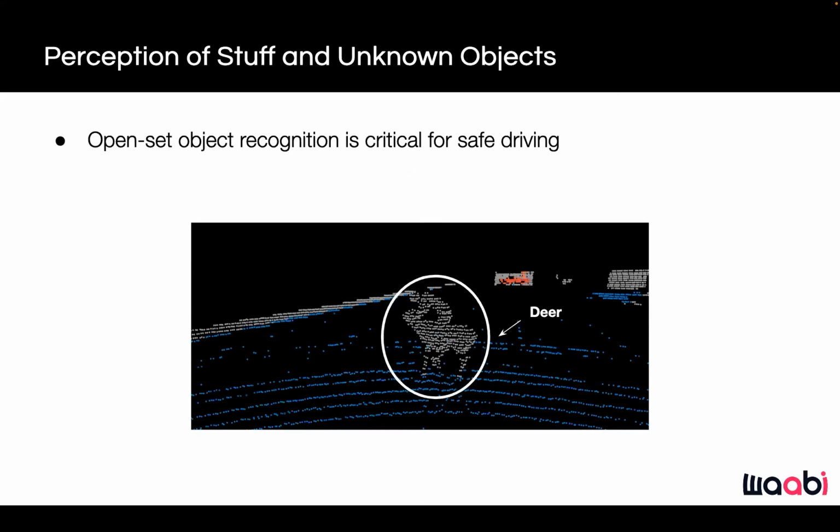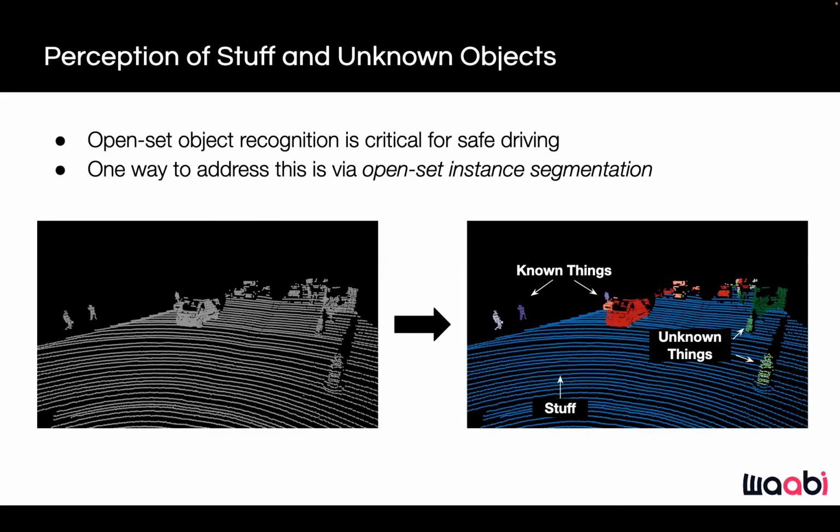We have seen algorithms that focus on a few predefined categories of interest. However, the ability to recognize unknown objects is critical for self-driving. For example, sometimes we can see a deer on the road, as we show here. One way to address this challenge is to explain every point in the LiDAR point cloud. In particular, our goal is to identify everything in the scene and classify them as either known or unknown, and recognize the stuff as well, like the road or the building.